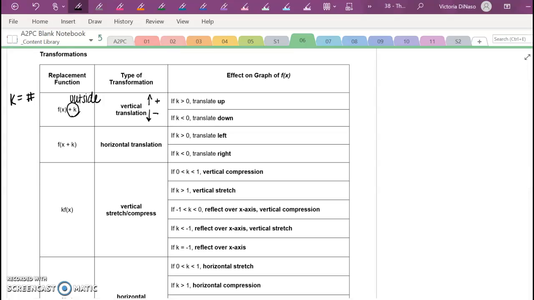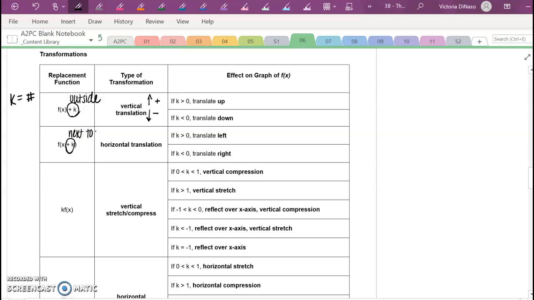Horizontal translations. So horizontal lines, you think they're left and right, okay, straight across. So we're going to be moving left and right. These are always inside, or right next to that x, not the function, the x. So I like to say next to.